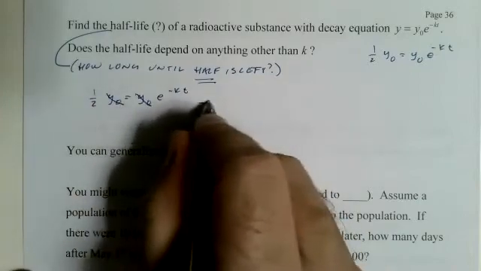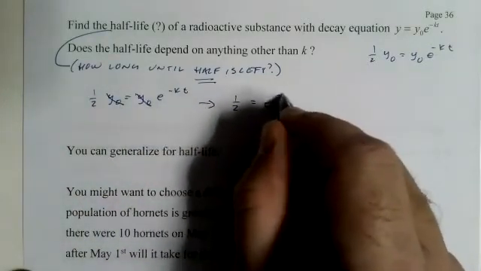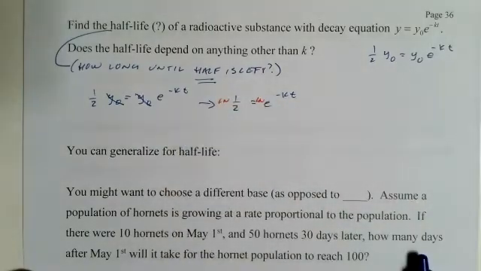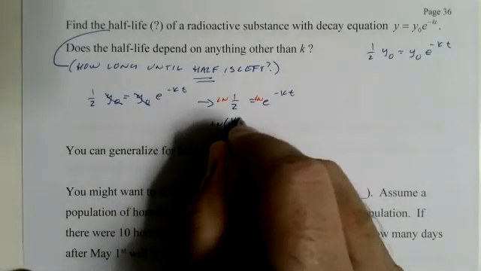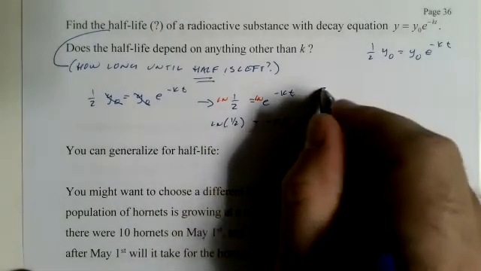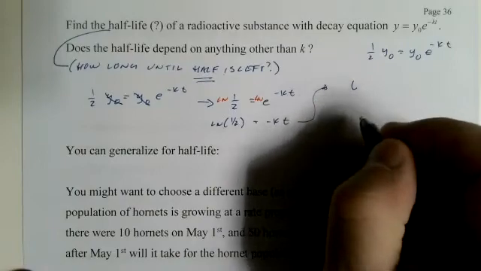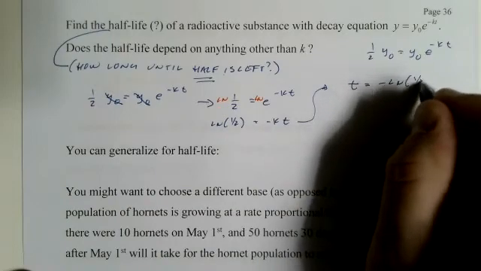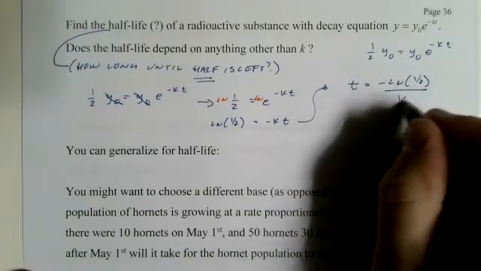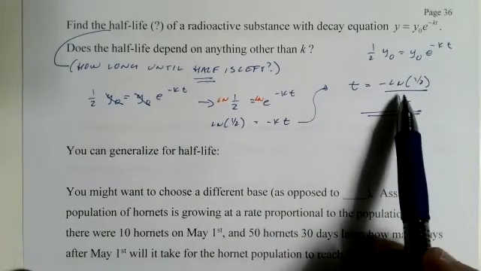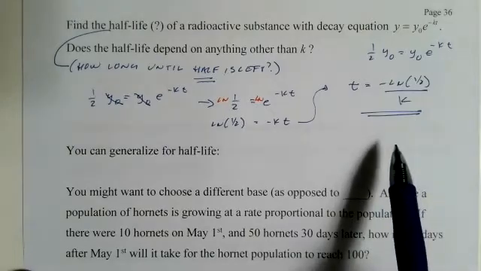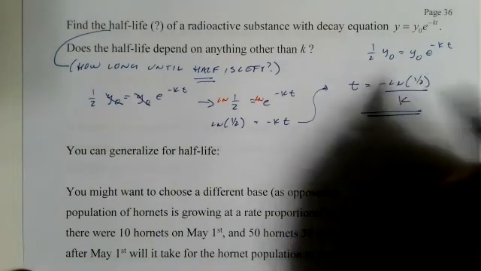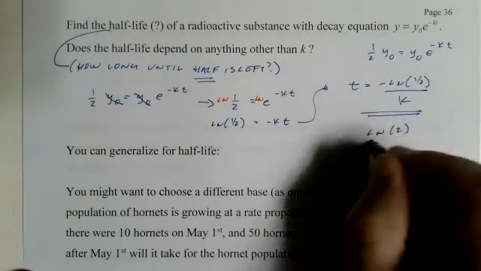Divide that out on both sides. 1/2 equals e to the negative kt. Take the natural log of both sides. You get natural log of 1/2 equals negative kt. No, I screwed up, we do want t. T equals negative ln of 1/2 over k. And with the laws of logarithms, I can rewrite this as ln of 2 over k. Put the negative up here, and 1/2 to the negative first is 2, so it's also ln of 2 over k.